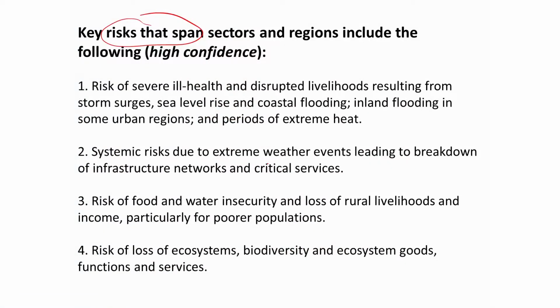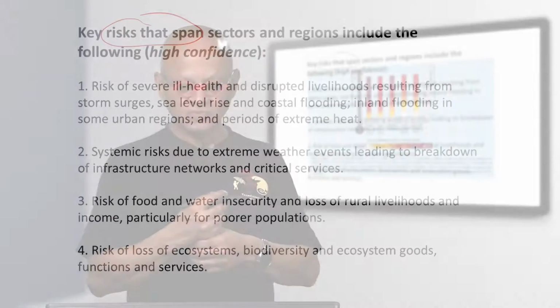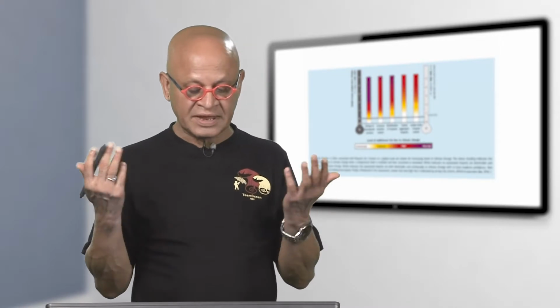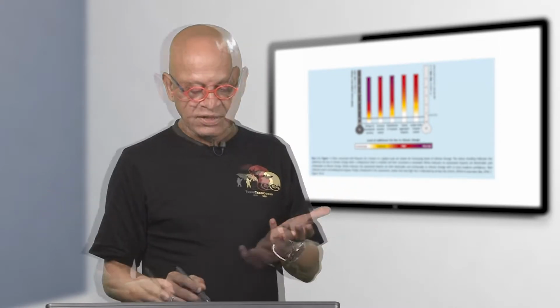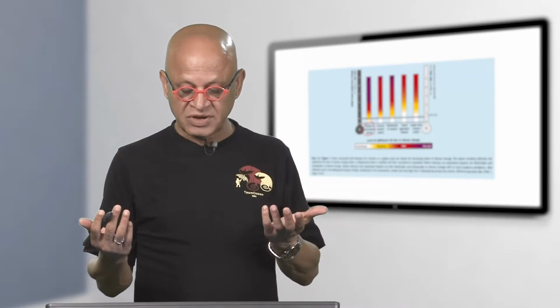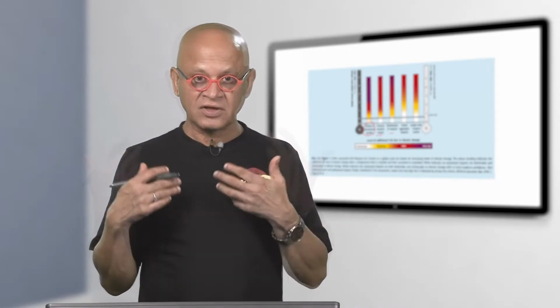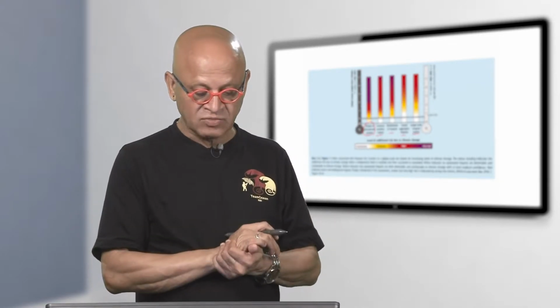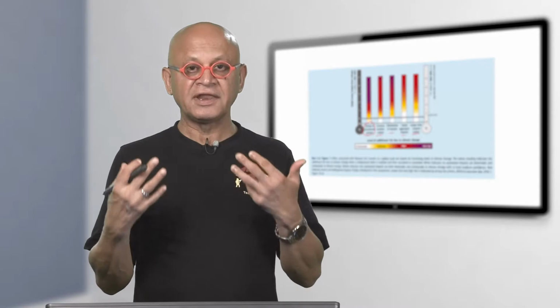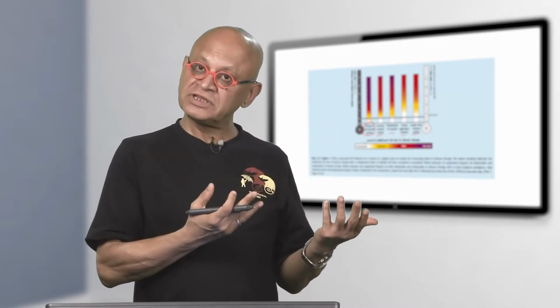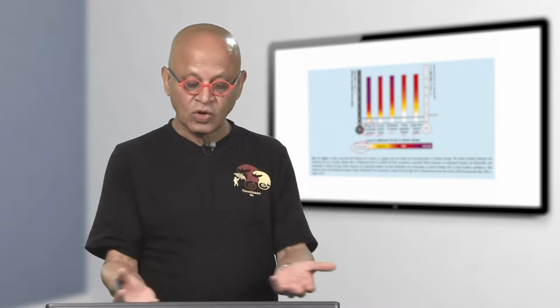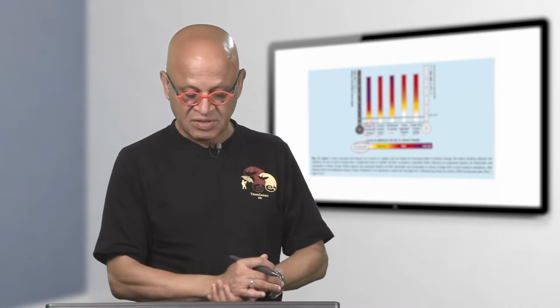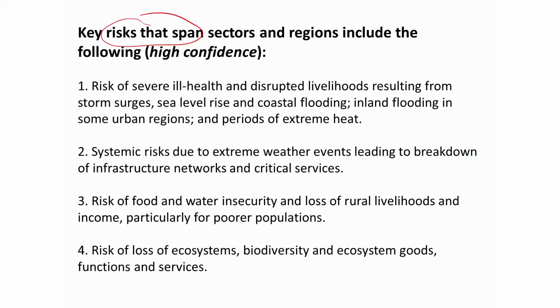There are systemic risks of extreme weather events. So bridges break down, like it happened in Italy recently. Networks and infrastructures break down. Critical services like healthcare or energy supply or food supply may break down. This is common to all. When Hurricane Harvey hit a place like Houston, even though the US is a rich country, all these breakdowns happened, for example. Risk of food and water insecurity and loss of rural livelihoods and income, particularly for poorer populations.